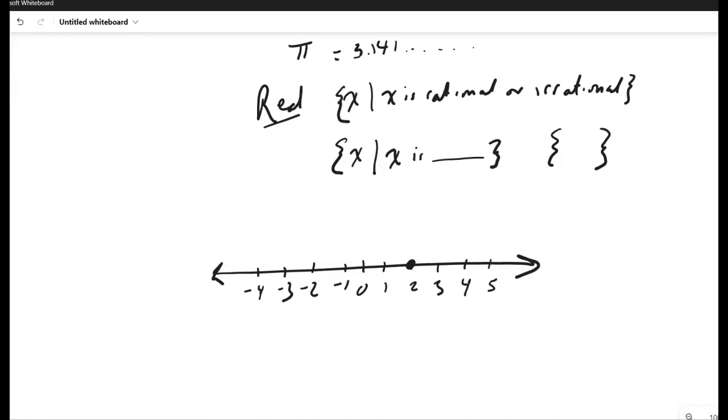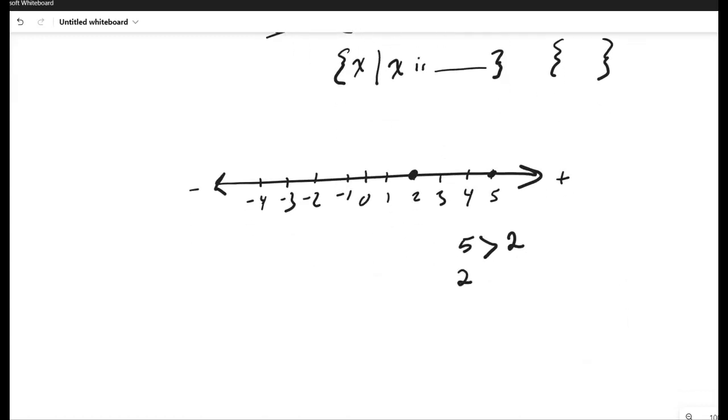And if I place a number to the right of that, like say 5, we could see that 5 is farther along in the positive direction on the number line. So we'd say 5 is greater than 2, and that symbol means greater than. Also, we could say 2 is less than 5. So that symbol, greater than and less than. I think you've seen that.